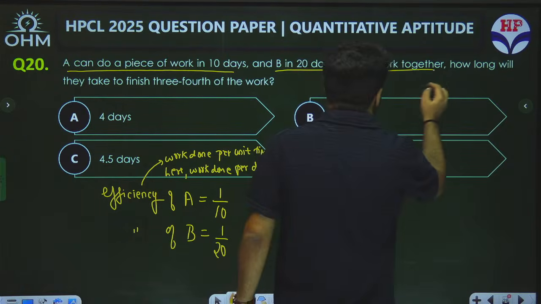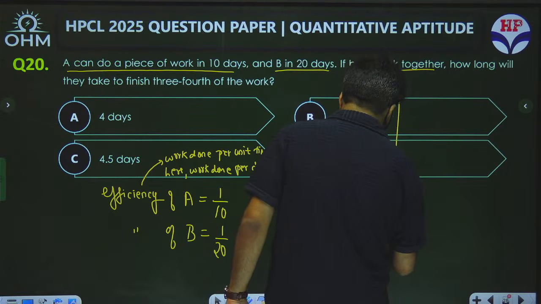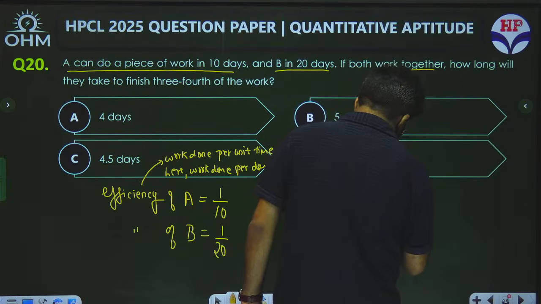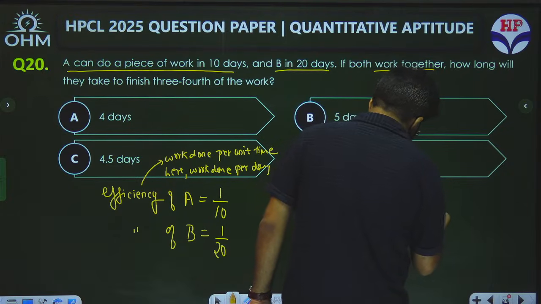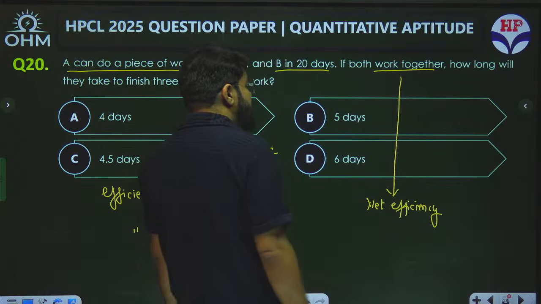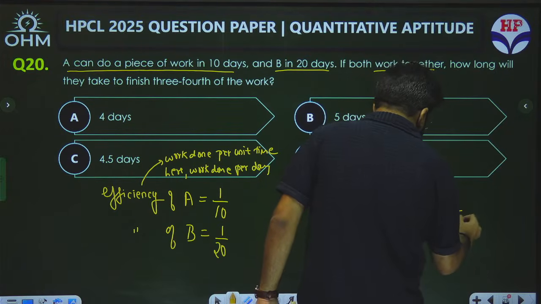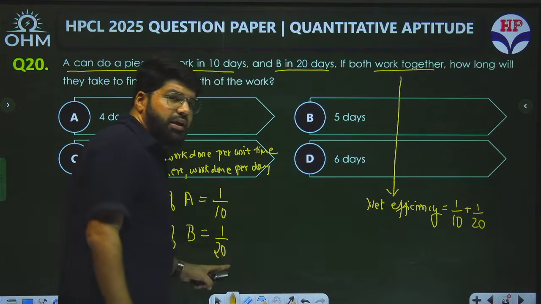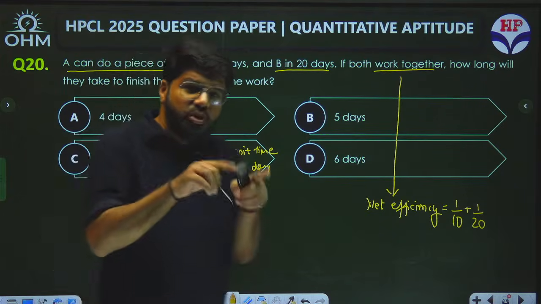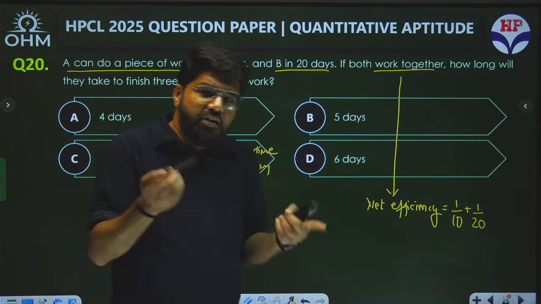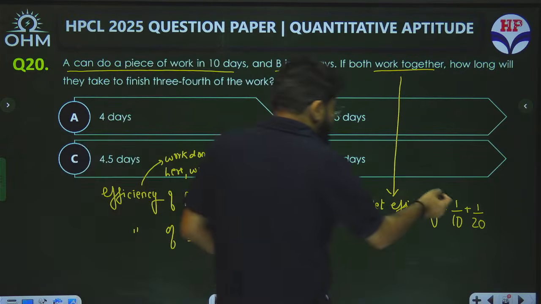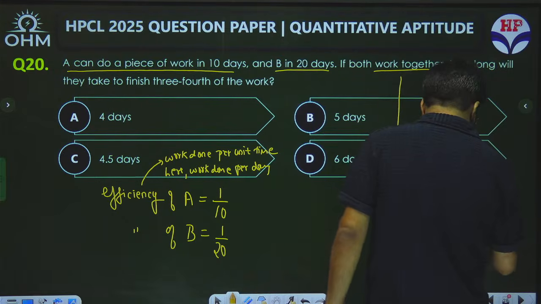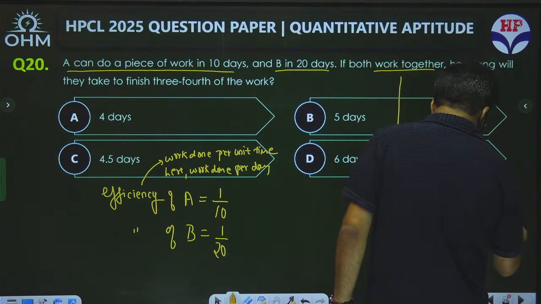So when they work together, what is their total efficiency? What is the net efficiency? If they are working together, every day A will do 1 by 10 and every day B will do 1 by 20. They are working together, so every day both of their work will be combined. So 1 by 10 plus 1 by 20 will be combined, and this will be equal to 2 by 20 plus 1 by 20. This will be equal to 3 by 20.